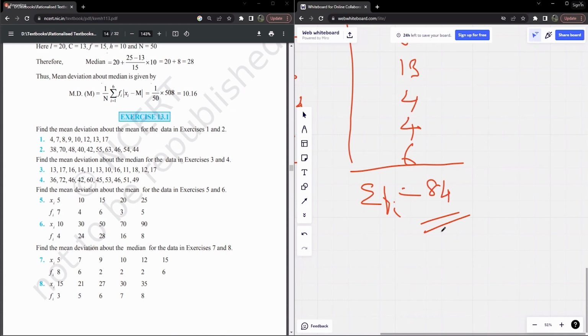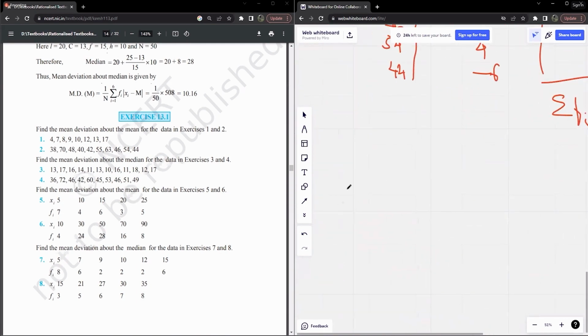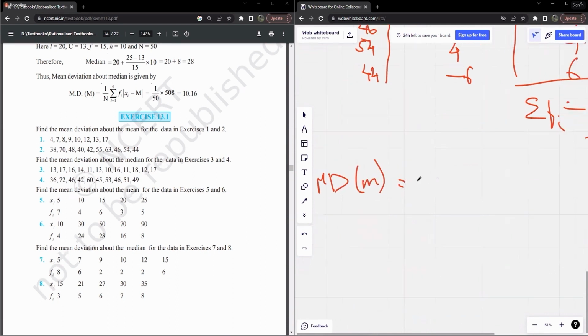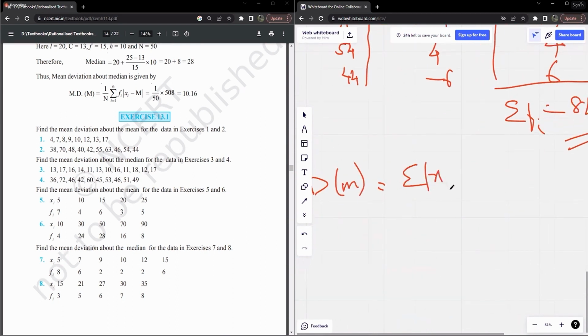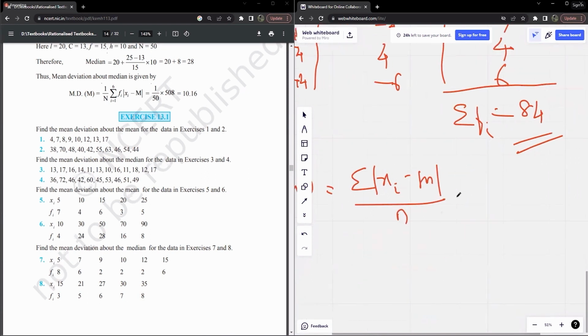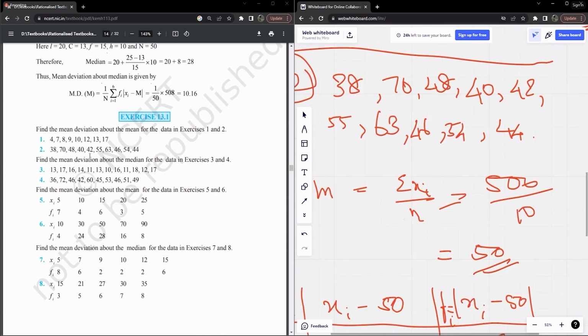Right. So finally, we have the mean deviation about the mean equal to sigma of mod xi minus M divided by n. This is basically sigma fi. So I'll write this as 84 divided by 10, which is 8.4. All right, that completes question number 2.